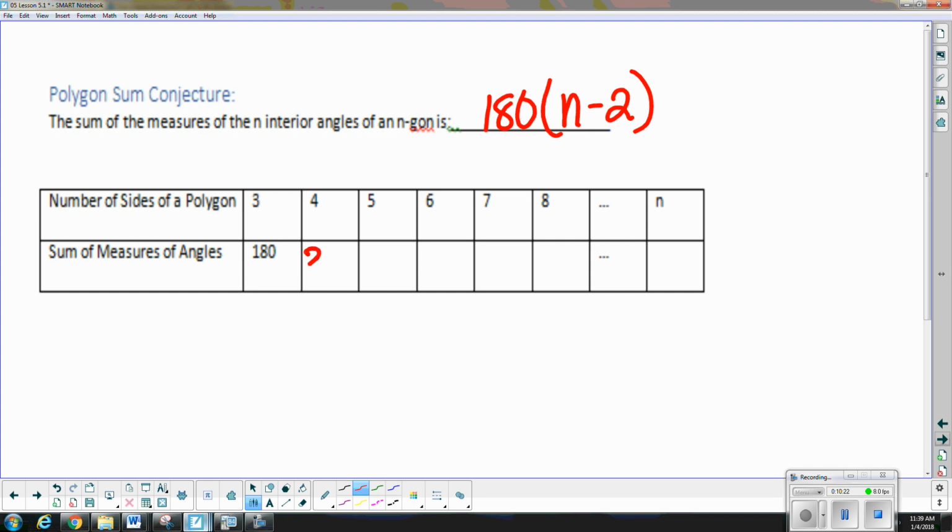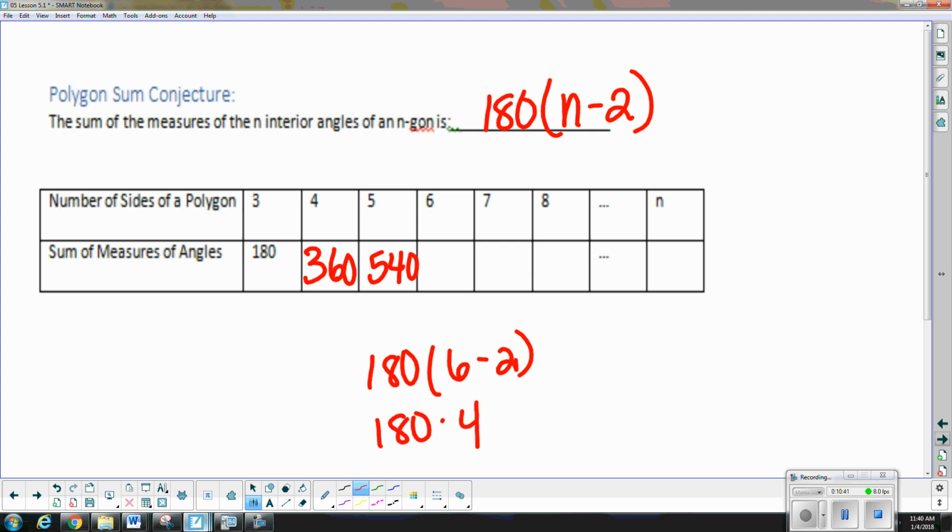So we did a quadrilateral already, we got 360. We did a pentagon, we got 540. We didn't do a hexagon, but we could use this formula. 180 times 6 sides minus 2 is 180 times 4, which is 720. We can do the same thing for a heptagon, which has 7 sides.